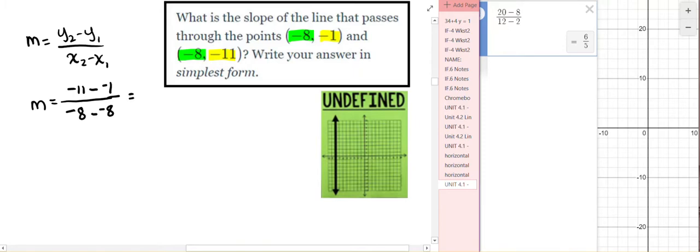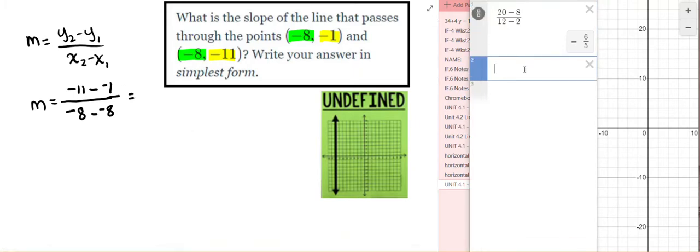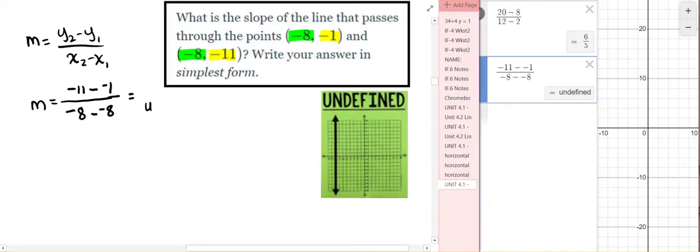Okay, if you're not comfortable with your double negatives, once again, you just need to put this in Desmos, right? And -8 minus a -8. All right, it says undefined. The reason why we get undefined is because the denominator right here, this is -8 plus 8, which gives you 0. If you get 0 in the denominator, it's undefined.